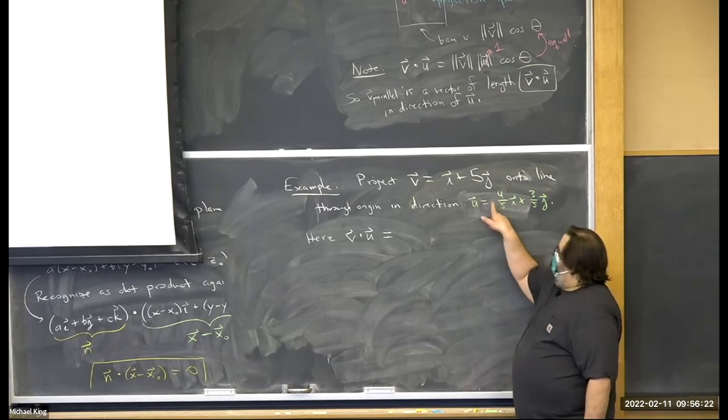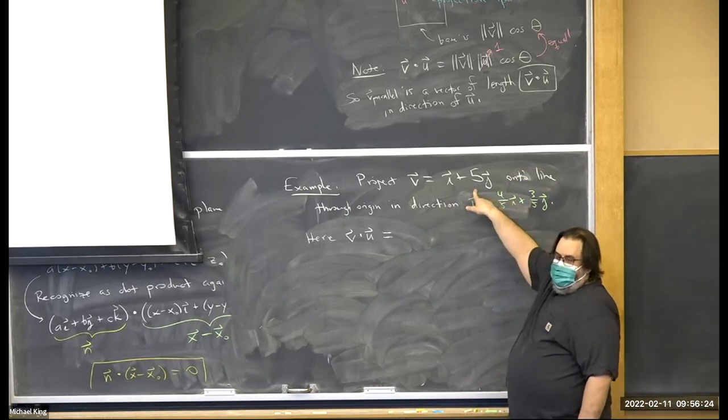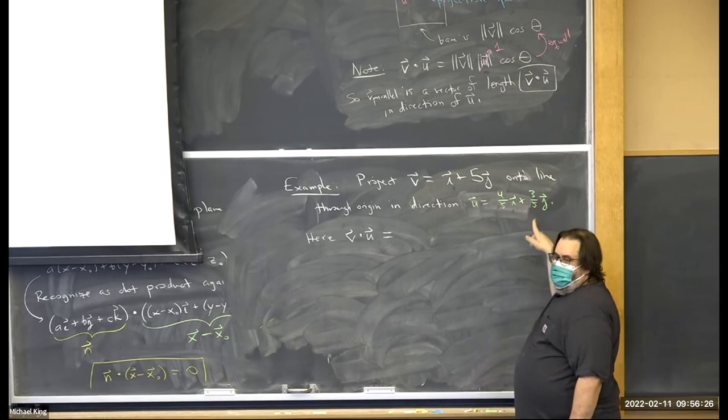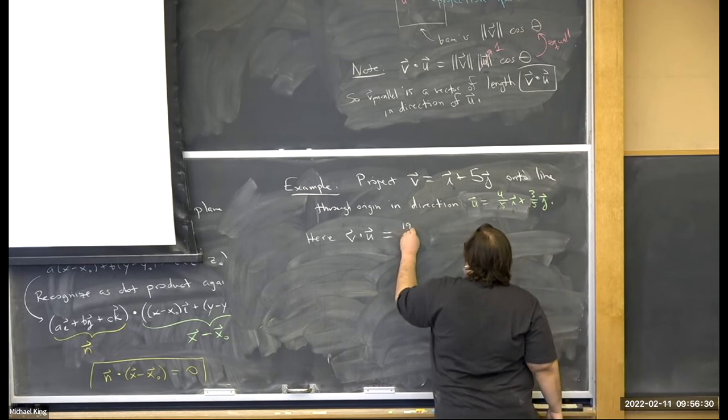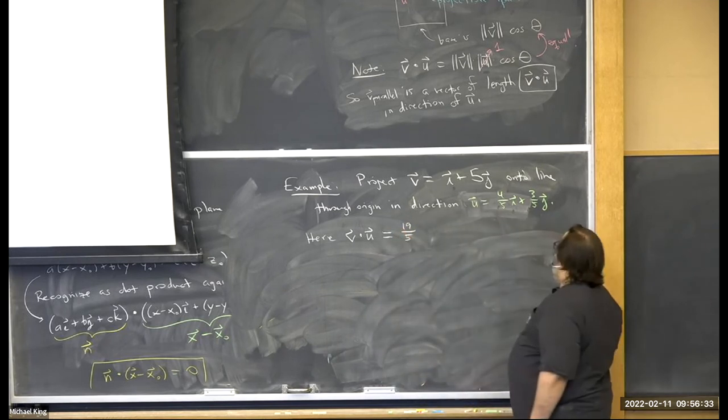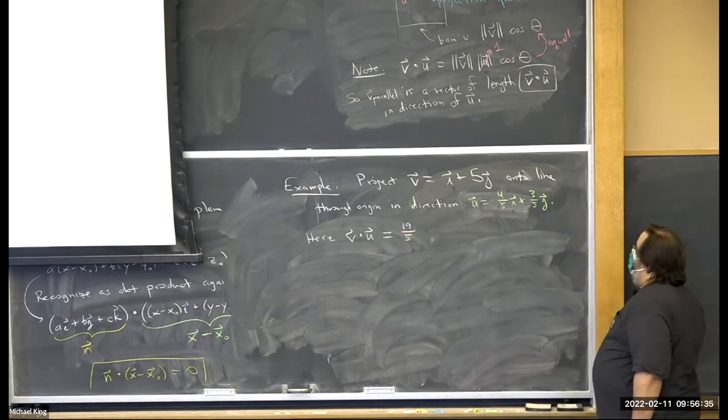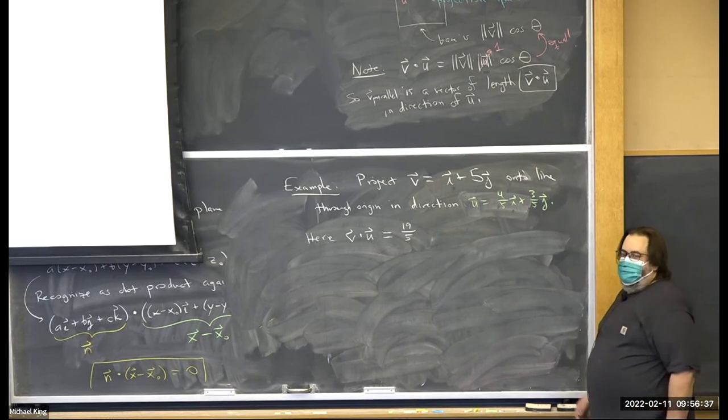Yeah, 4/5 times 1 plus 3/5 times 5. So 4/5 plus 3, 19/5. I mean, it's basically 3.8.